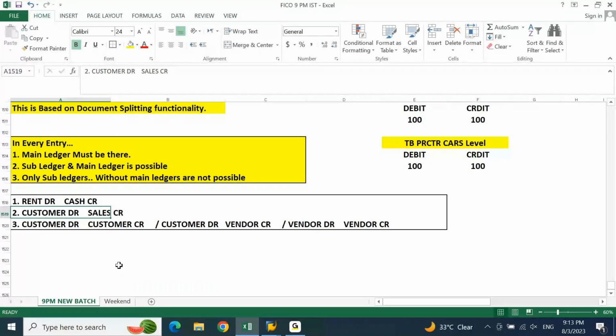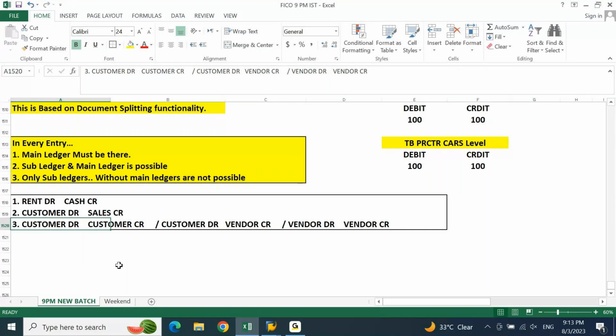Main ledger, got it. It comes from the backend. I got it. Thank you. In point number 3, we can say asset debit and vendor credit, right? Both are subledger, there it is possible. Asset is an exception. I'll tell why asset is an exception, why I'm not writing it.